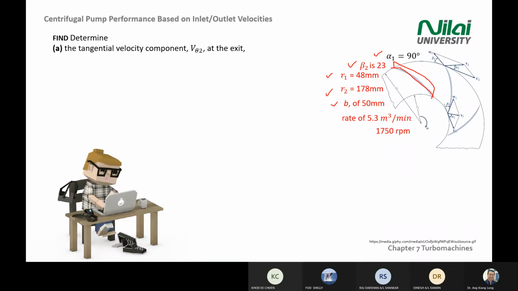This is your B. Your Q, the volume flow rate, is given, and the rotation speed omega is given. However, you need to change this to radian per second if needed. You can see that Q is per minute, so maybe you don't need to change. But normally we will change to radian per second before we start solving. And remember, the radius here is in mm, so when you do your calculation later on, remember to change to SI units in meters, because you can see the flow rate is in meter cubed.